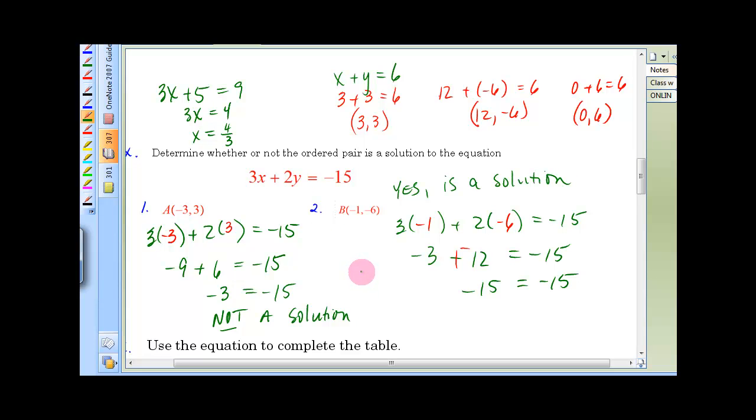And we could keep going on, trying out all sorts of ordered pairs on our Cartesian coordinate plane, to find out which ones satisfy. Because as we saw up here, we can have more than one be a solution.